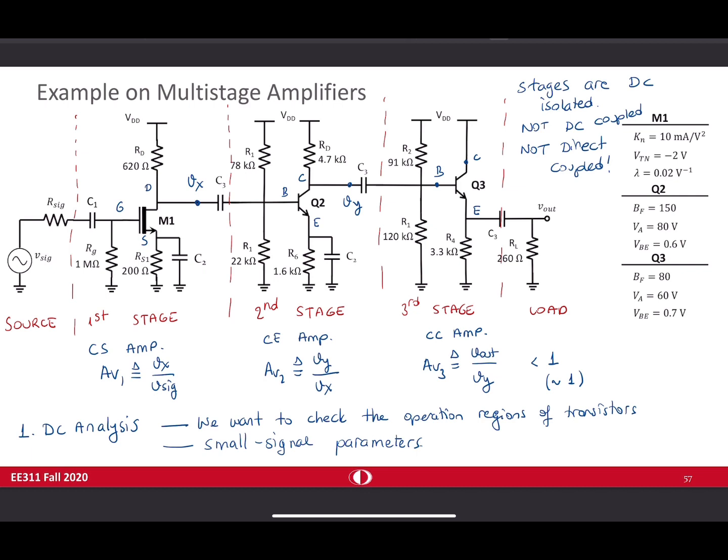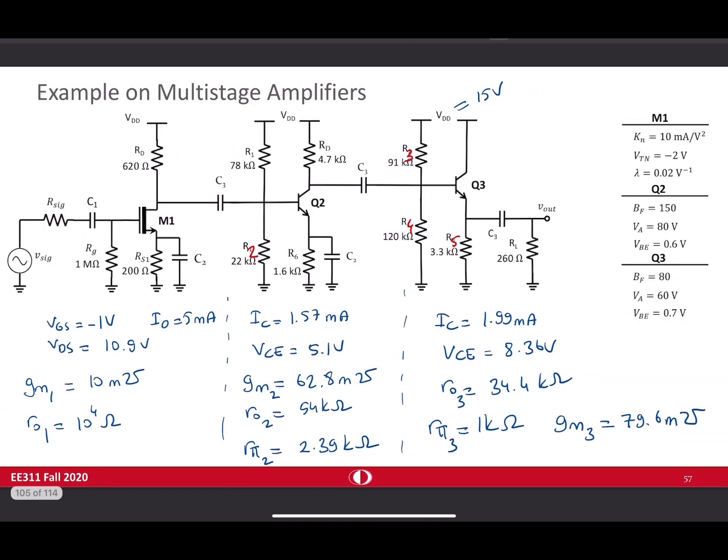The first thing that we should do is, of course, DC analysis. I'm sure that you can do it by yourself, using these individual values and setting VDD equal to 15 volts. Please solve the DC operating points for each transistor as an exercise. And when you do that, you should find these results. So for the first transistor, small signal parameters are given by these values. For the second transistor, you should find similar values to this one. And for the last one, you should find these values.